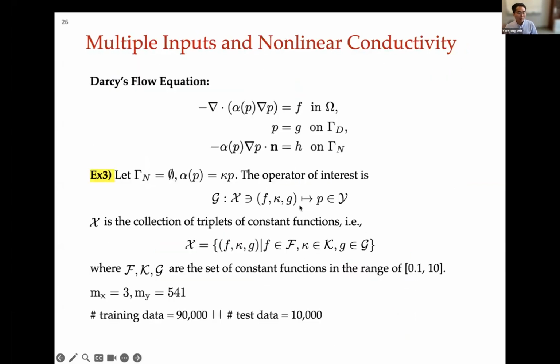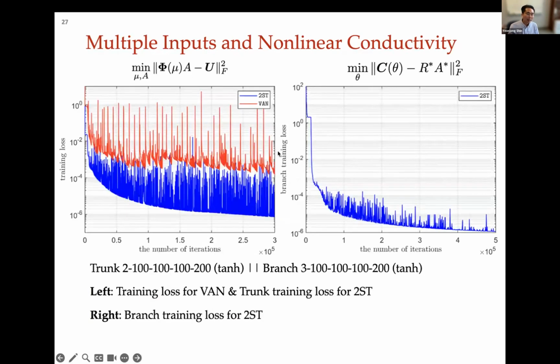And the last example is the multi-input nonlinear conductivity case, for which we plug in every piece of information, so F, G, kappa, all at once, and want to predict the pressure field. In this case, here are some configurations. A similar story goes on: this is the trunk network training loss. We do better, by a couple of orders, and this is the branch network training.